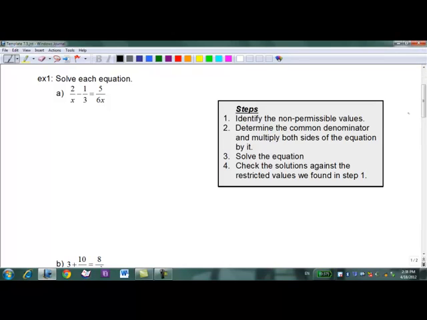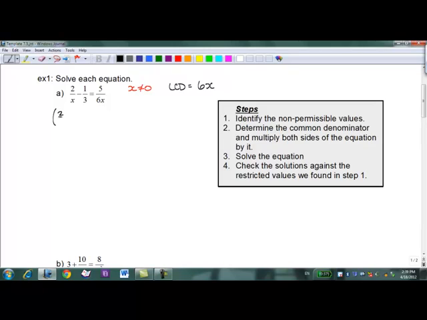That's algebra for you. The steps here we see on the right: identify the non-permissible values. That's just that standard thing we're going to be doing a lot with rational expressions. Determine the common denominator and multiply both sides of the equation by it. Okay, so lowest common denominator again. Numerically, I see that there's a 3 and a 6, so the lowest common denominator is 6. For the variables, I need an x as well. And I need to solve by multiplying both sides of the equation by this.